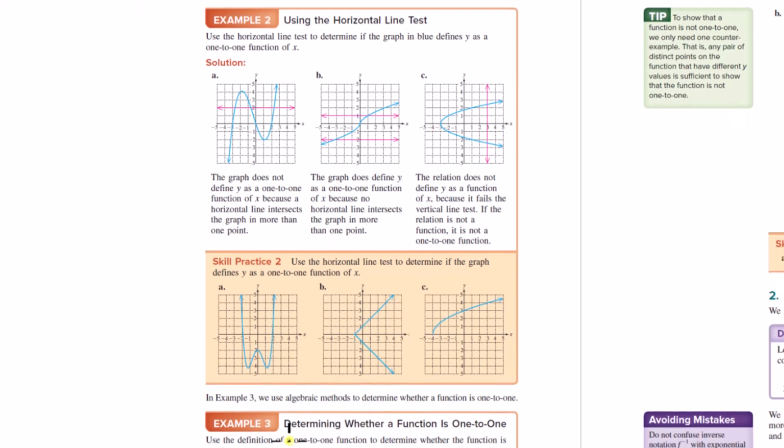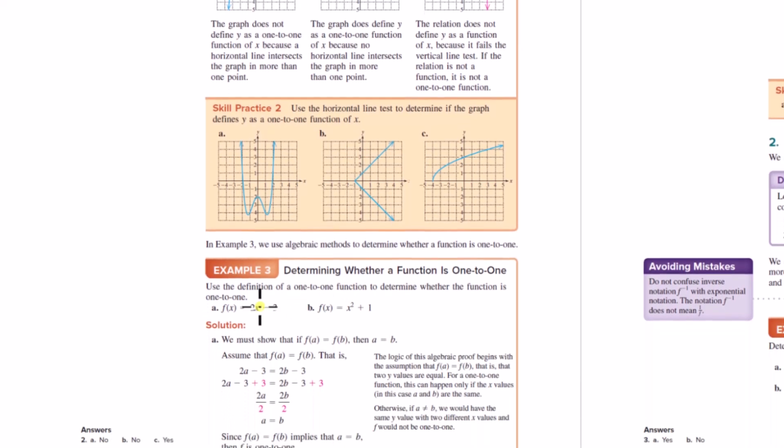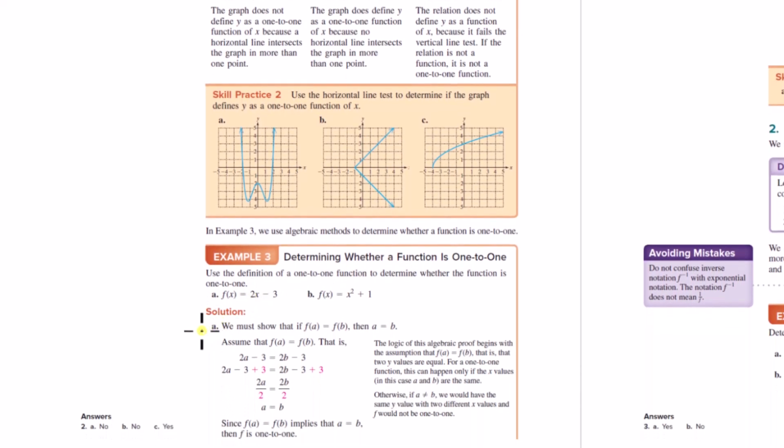Now here they do algebraic methods to determine whether a function is one-to-one. They're using that mathy definition of a one-to-one function. I guess we can go through these. Show that this is a one-to-one function, or determine whether it is or not. We must show that if f of a is equal to f of b, then a is equal to b.